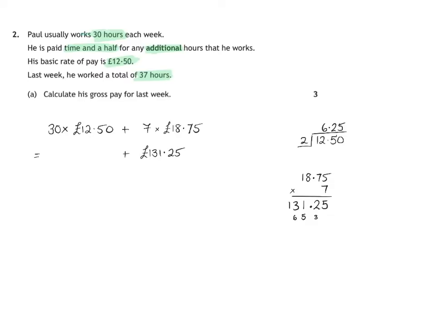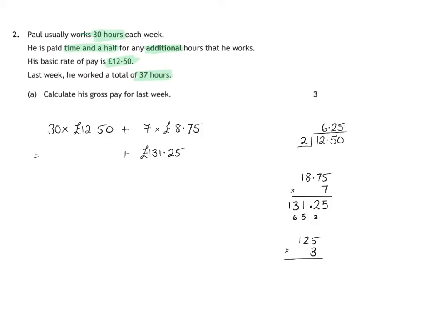We need to work out what 30 times £12.50 is. So first of all, you times it by 10, and then you times it by 3, or you can do it the other way around. So £12.50 times by 10 gives us 125, and then I do 125 times 3.